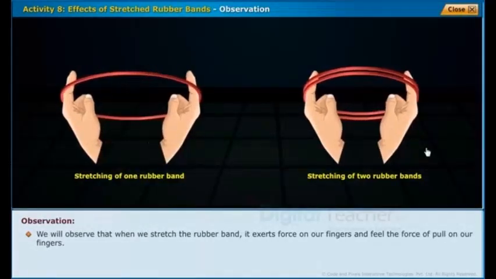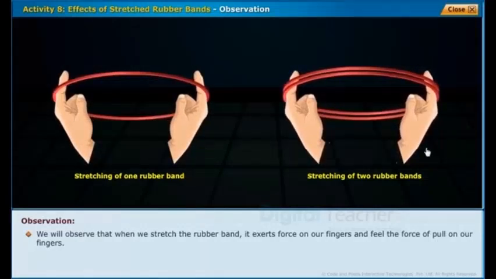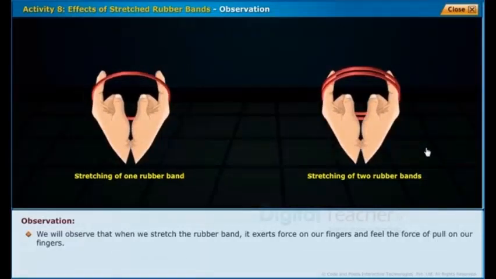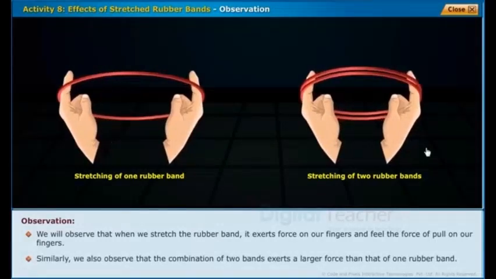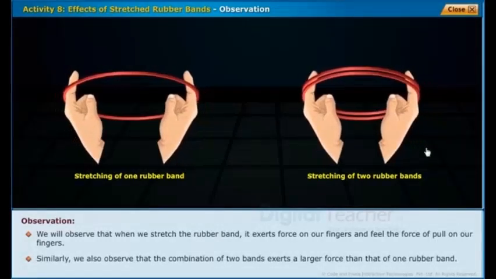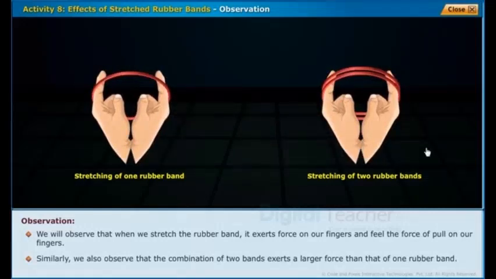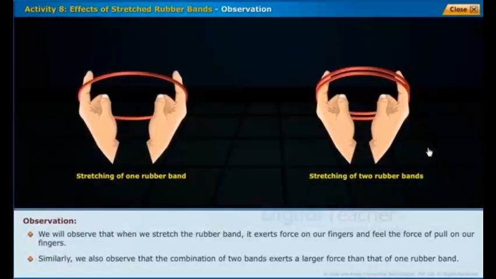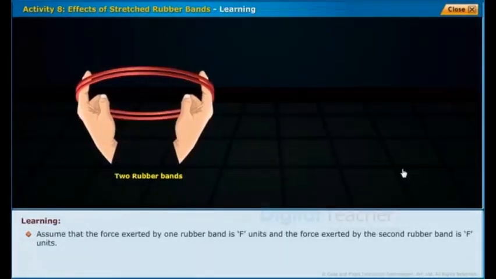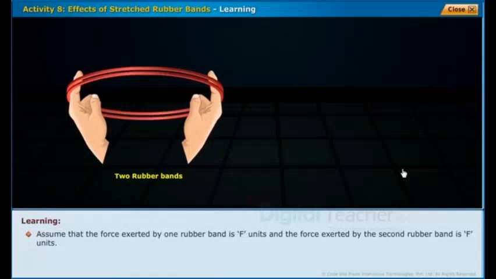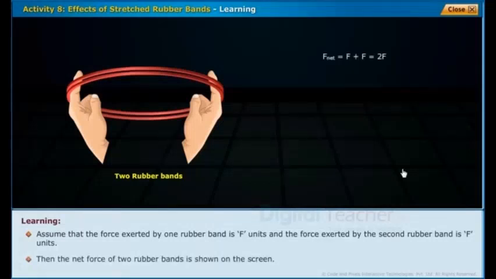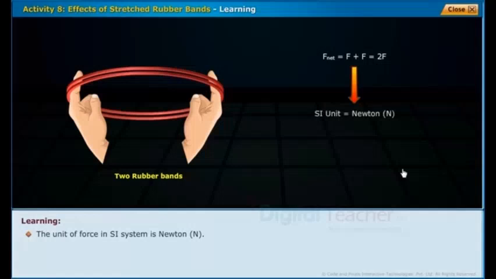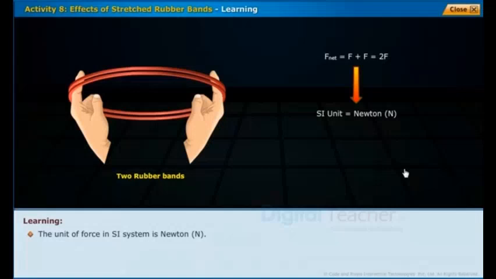We will observe that when we stretch the rubber band, it exerts force on our fingers and we feel the force of pull on our fingers. Similarly, we also observe that the combination of two bands exerts a larger force than that of one rubber band. Assume that the force exerted by one rubber band is F units and the force exerted by the second rubber band is F units. Then the net force of two rubber bands is F plus F, that is equal to 2F units. The unit of force in the SI system is Newton.